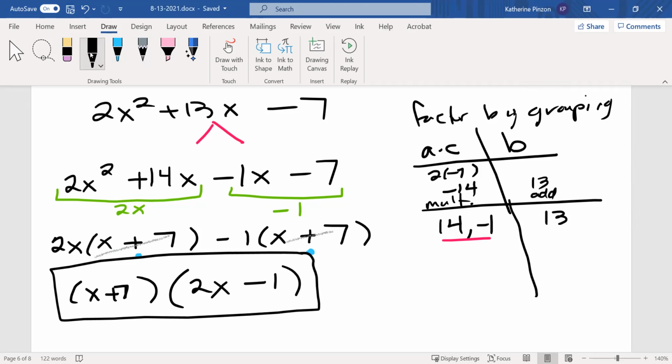It's a really good method if this first term and last term have lots of factors. Like if this was a 6 and this was a 24, then guess and check would take you a really long time, right? And so this method is really good if those first and last terms have lots of factors. But if the first and last terms are like prime numbers, then probably guessing and checking is pretty easy.